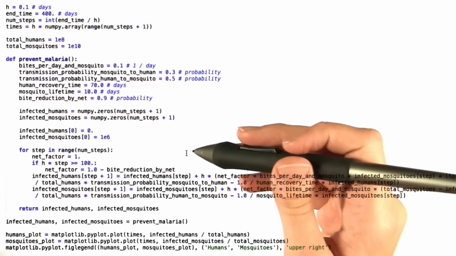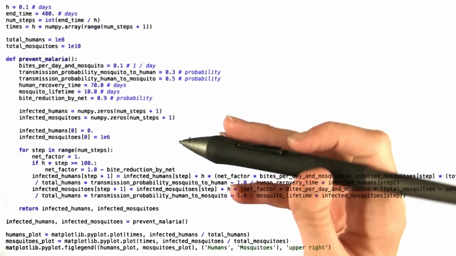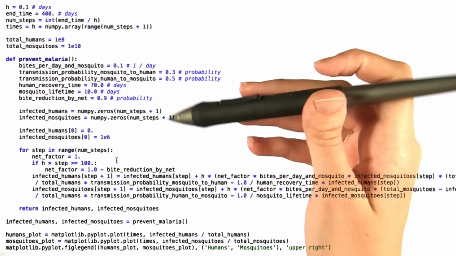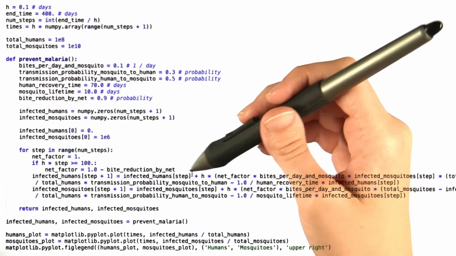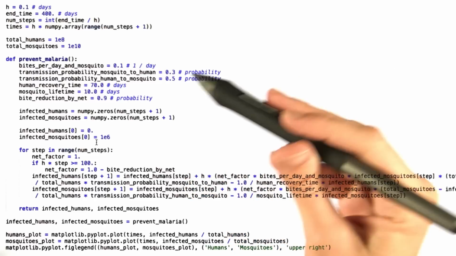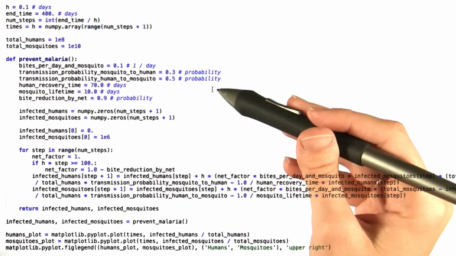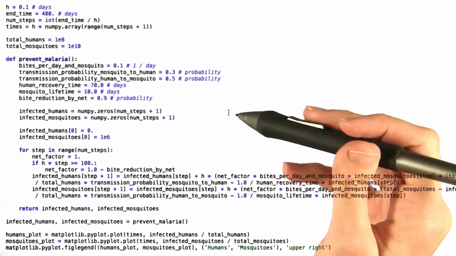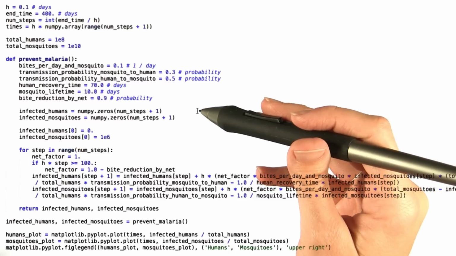Now for implementing the forward Euler method with the infected populations, both human and mosquito. For the number of infected humans at the next time step, we of course need to start with the number of infected humans at the previous step. To this, we're going to add on the number of people that are being added to the infected population. We're going to subtract the number of people that are moving out of the infected into the susceptible population.